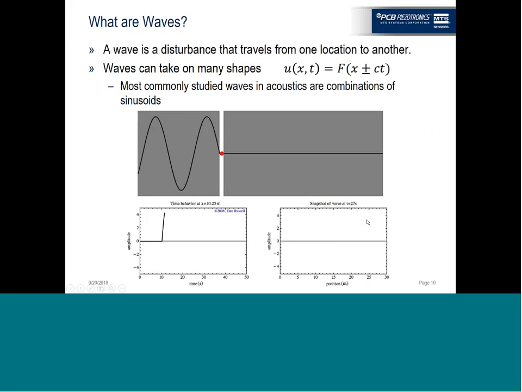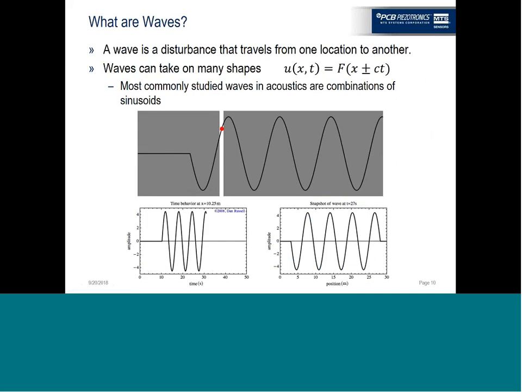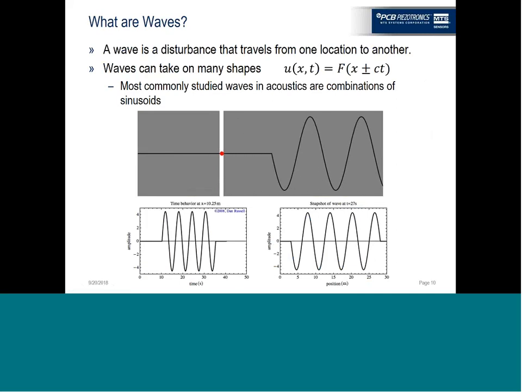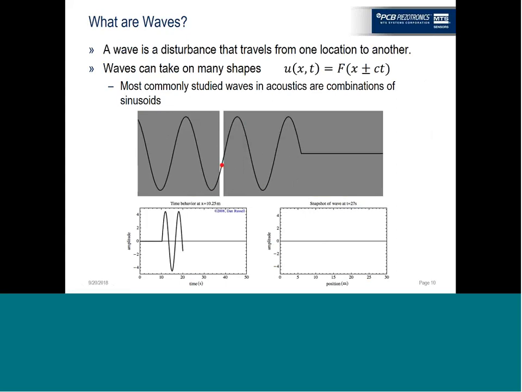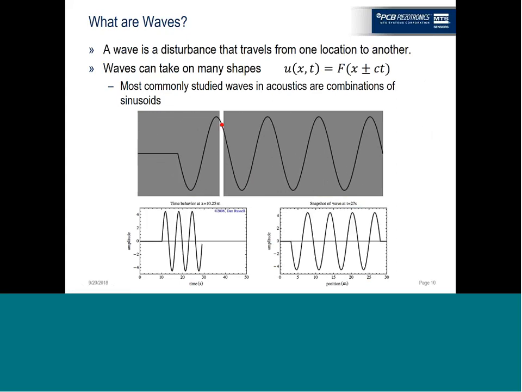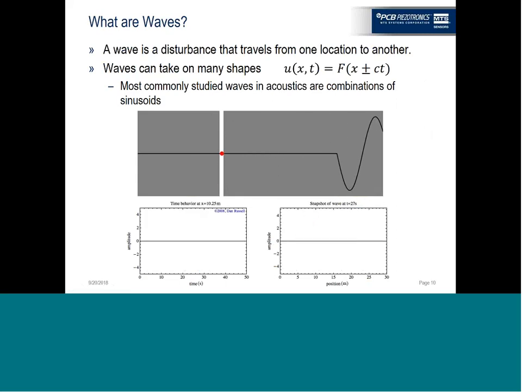So what is a wave? Very simply, it's a disturbance that travels from one location to another. And there are lots and lots of shapes of waves. Again, I go back to Fourier series, Fourier Transform. We're going to talk about sinusoids here because they're one of the easiest things for us to study.